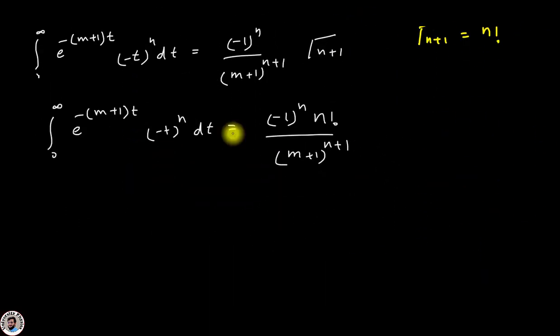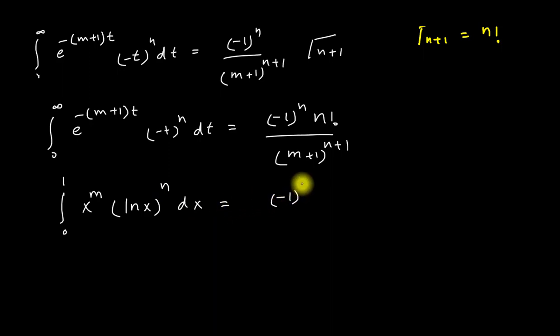Therefore, we can write the left hand side of this equation, the integral from 0 to 1 of x to the power m (natural log of x) to the power n dx, equal to (minus 1) to the power n factorial divided by (m+1) to the power n+1, which is the required proof.